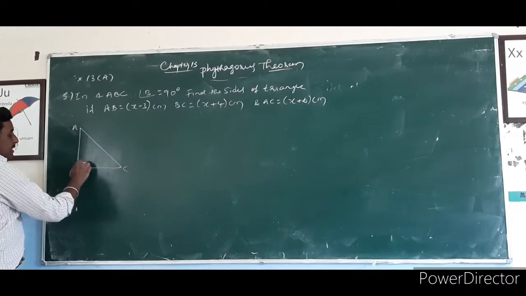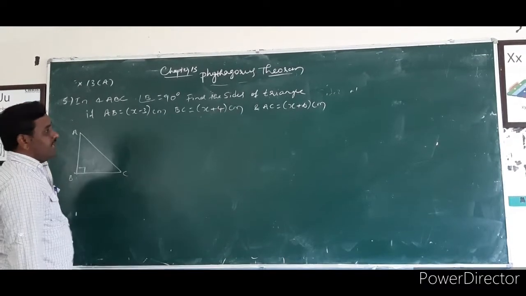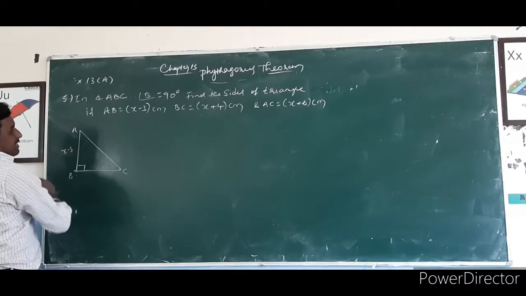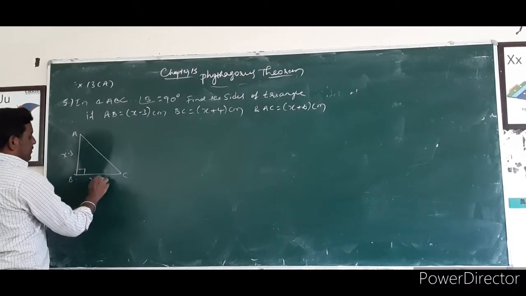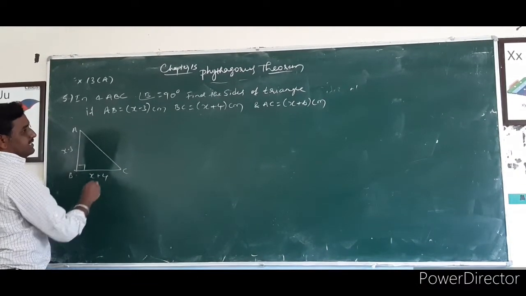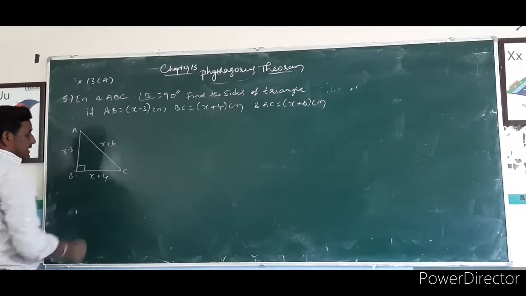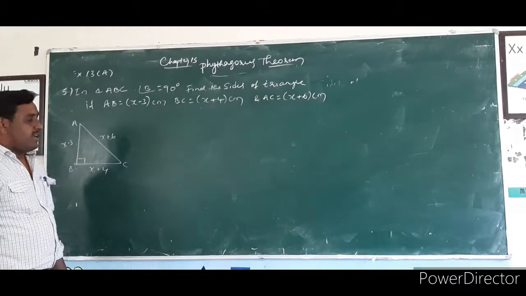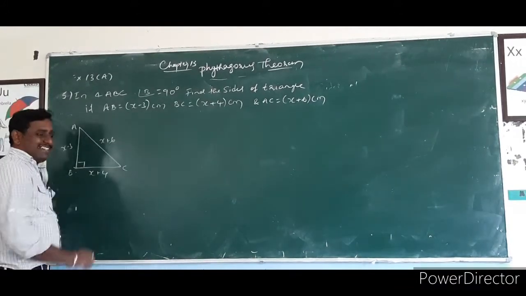In triangle ABC, angle B is equal to 90 degrees. Find the sides of the triangle, if AB is equal to x minus 3, BC is equal to x plus 4, and AC is equal to x plus 6, as given. So we have to find the lengths of the sides of the triangle, which means we have to first find the x value.